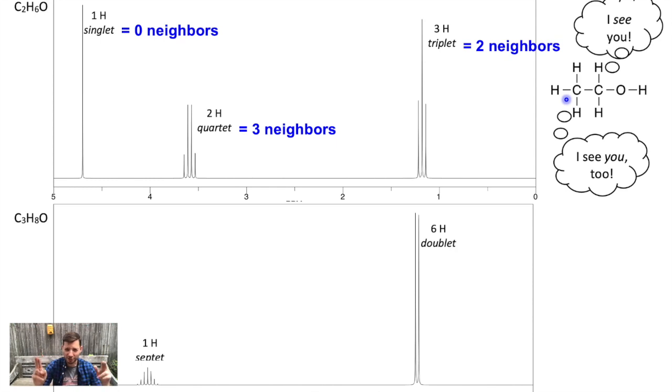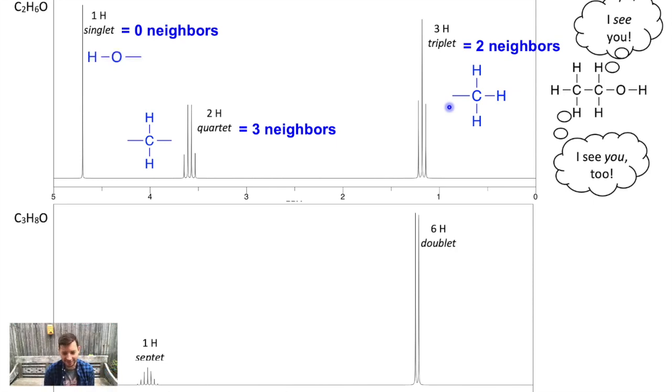So if this group is splitting that group, that group is also splitting this group. It always goes in both directions. So this triplet is because these 3 are seeing these 2, and this quartet is because these 2 are seeing those 3. So we know that the signal all the way to the right is a CH3 group. It's worth 3 hydrogens, and it's attached to a carbon which is attached to some other carbon with 2 others, and that's the 2 in the middle. We already know what they are because there's the structure on the right, but we're deciphering this.